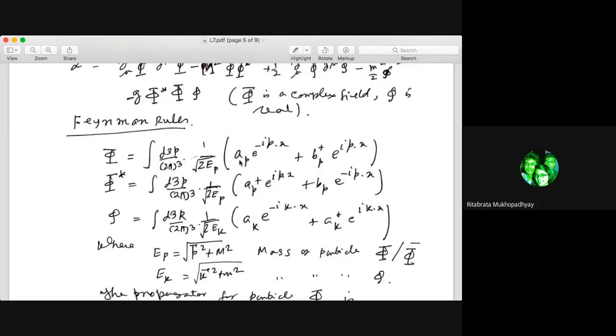Now, if you do the same thing for the Maxwell field, the vector potentials, then again you will see the coefficients of the annihilation and creation operators will not be unity. You will have polarization vectors, and those polarization vectors you have to put in.